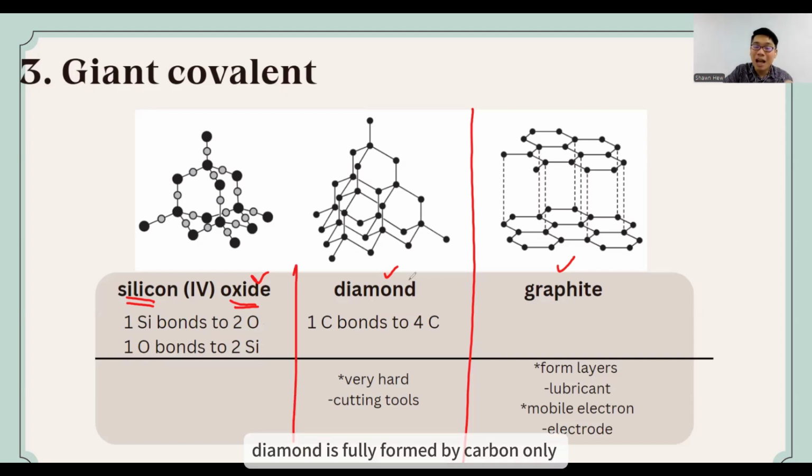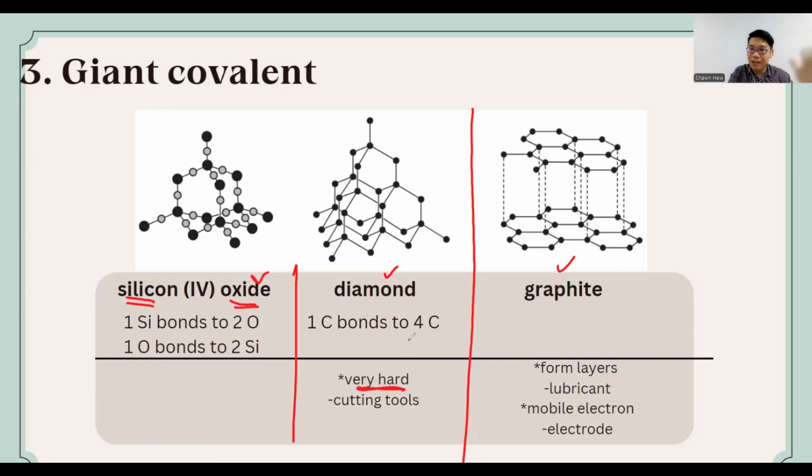How about diamond? Diamond is formed fully by carbon only. Each carbon shares electrons with 4 carbons. And because of this infinite covalent structure, it is very hard. So that's why diamond can be used as a cutting tool.